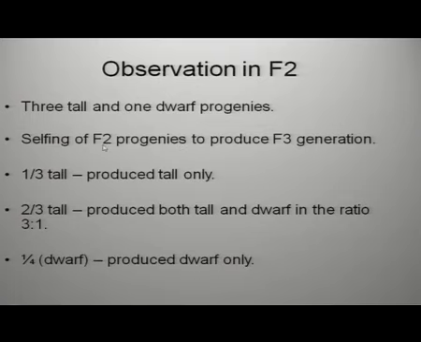Again he conducted self-pollination among the F2 progenies and produced the F3 generation, the third filial generation. In the F3 generation, the result obtained was amazing. 1/3 of the tall progenies produced only tall progenies, and 2/3 of the tall progenies of the F2 generation produced both tall and dwarf progenies in the ratio 3:1. Again 1/4, that means 25% of the whole progenies of the F2 generation, are dwarf, and they produced only dwarf progenies in the F3 generation.